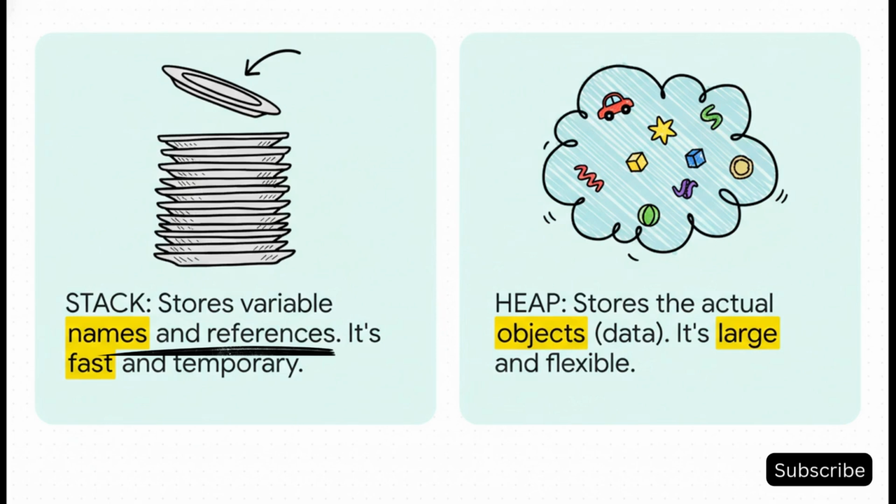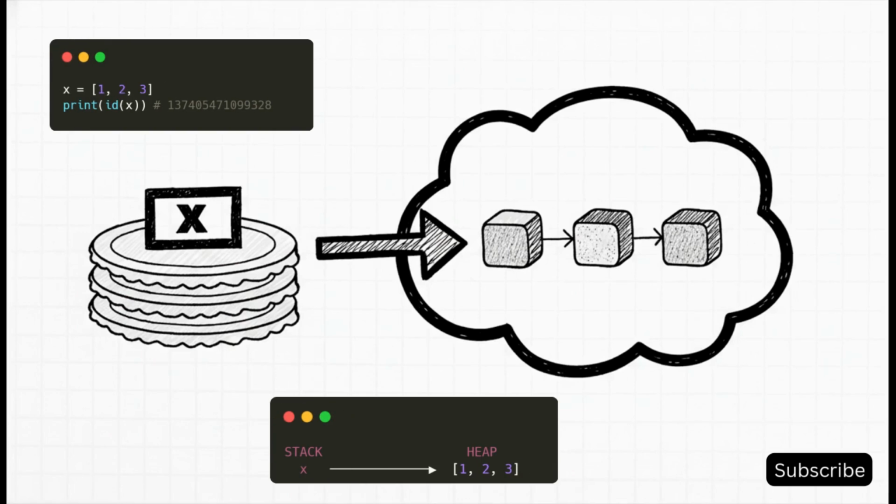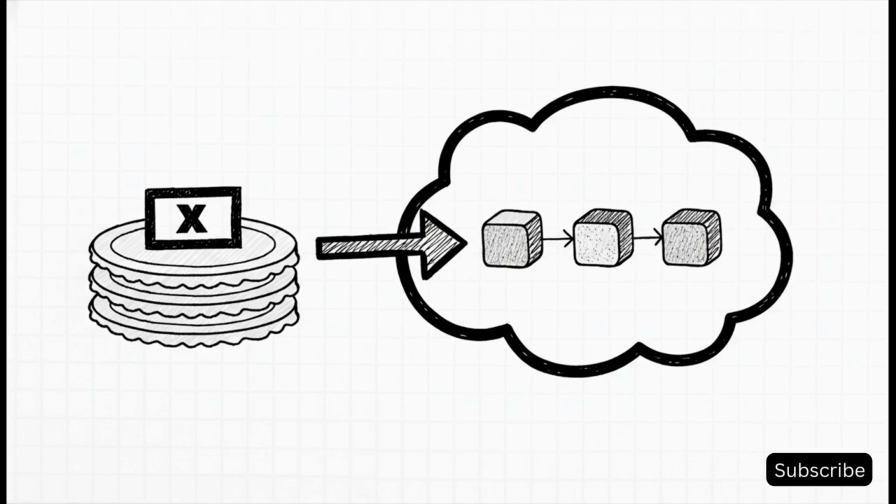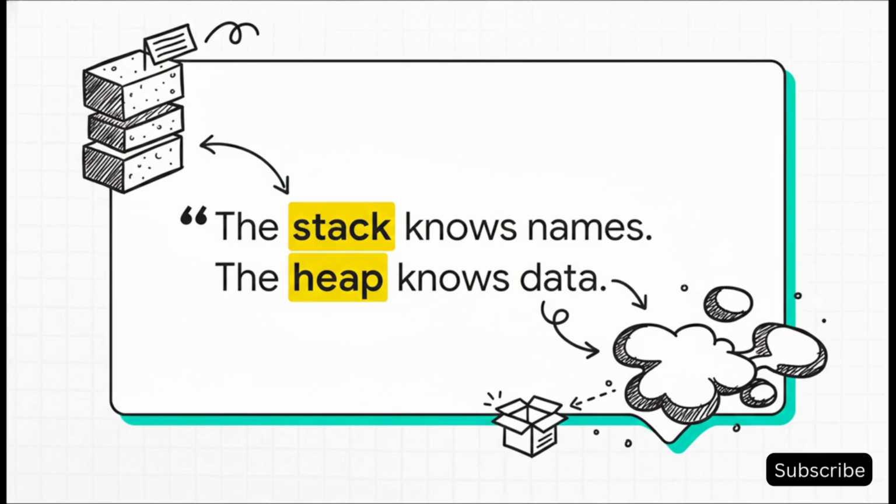The heap, on the other hand, that's the big, sprawling warehouse we've been talking about. It's where the actual objects, the real data, are stored. And this slide just shows it perfectly. See? The variable name x, our little name tag, it lives on the fast and organized stack. But it holds a reference, that arrow, that points way over to the big, flexible heap, where the actual list object, our toy, resides. If you remember just one thing from this section, make it this. The stack knows the names. The heap knows the data.